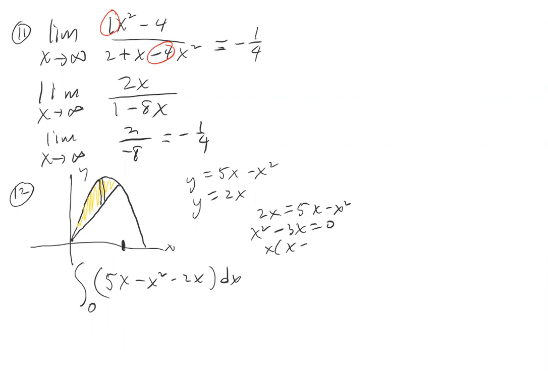Factor out an x minus 3. This is not too bad. x equals 0 or 3. So your points of intersection are 0 and 3, and that's how you get your limits.